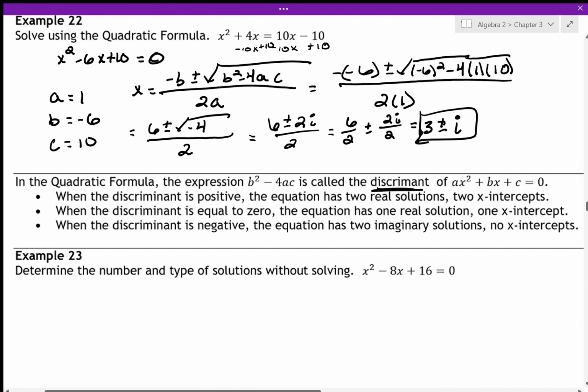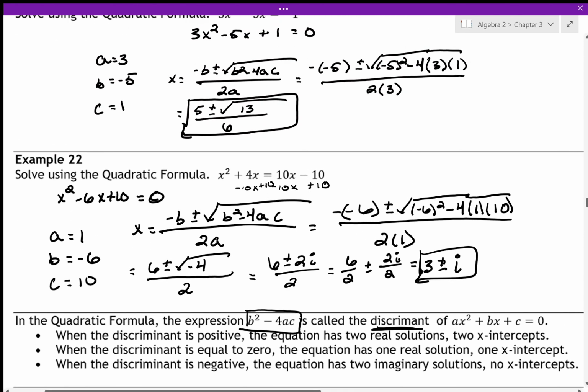Now this chunk down here, the piece under the root, the b squared minus 4ac, is called the discriminant. And it can be used to decide really quickly how many solutions we have. Whenever it's positive, it has 2 real solutions. That would be like up here. The discriminant was 13. So 5 plus or minus root 13 all over 6, that's 2 separate numbers there, right? You could type in your calculator 5 plus root 13 divided by 6, and then 5 minus root 13 divided by 6, and you get 2 different real numbers, 2 different decimals.